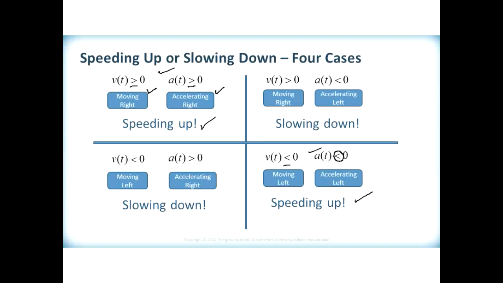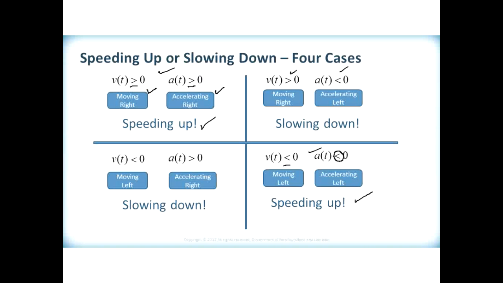And if we look at the second case up on the top row here, it says that the velocity is positive and acceleration is negative. So that would mean that you're moving to the right, but you're being accelerated to the left. And if that's the case, then even though you are moving to the right, you're slowing down. And eventually, if that continues, you will stop.